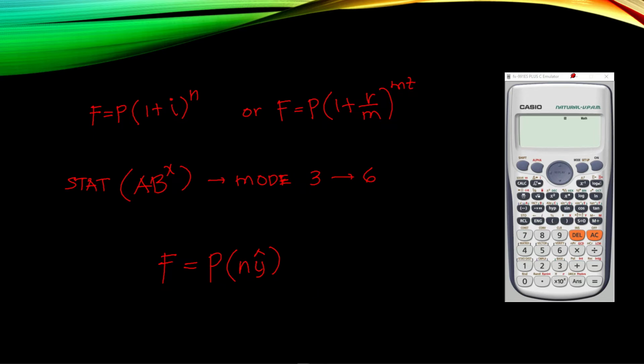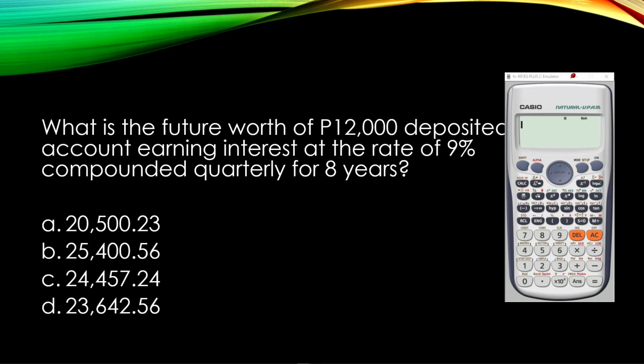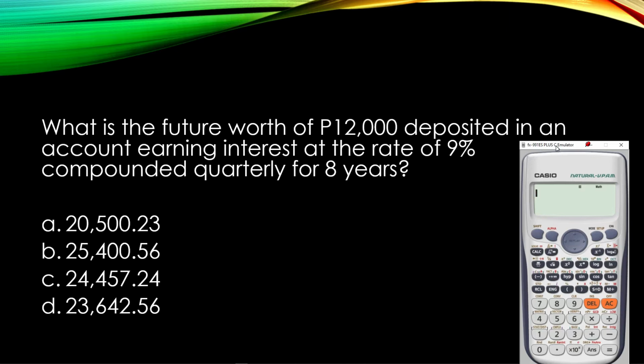Let's try an example, para ma-apply natin. What is the future worth of 12,000 deposited in an account earning interest at the rate of 9% compounded quarterly for 8 years? Okay. Ano muna natin? This is compounded quarterly. So, we could just say that our M is equal to 4.